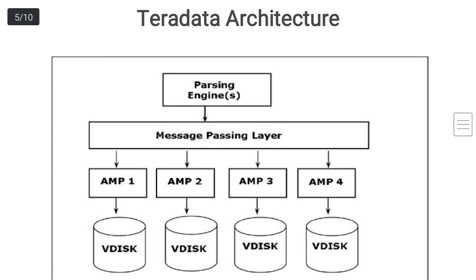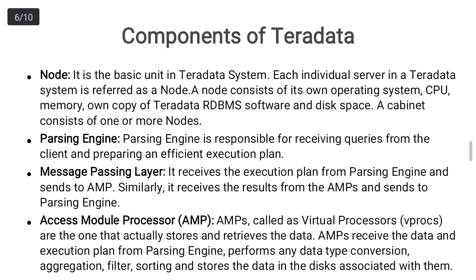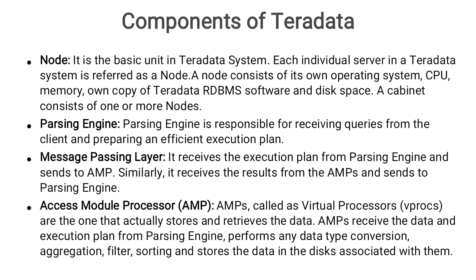Then Teradata architecture. Teradata architecture has four main components. First one is parsing engine. Second one is message passing layer. Third one is AMP, that is access module processors. And last one is vdisk, meaning our nodes. Here, nodes are the basic unit in the Teradata system. It consists of the operating system, CPU, memory, its own copy of Teradata, and disk space.